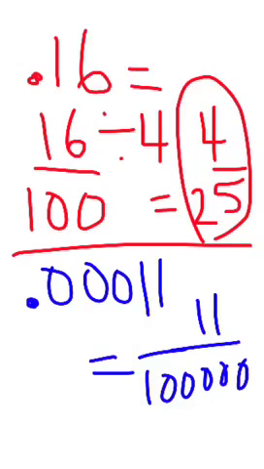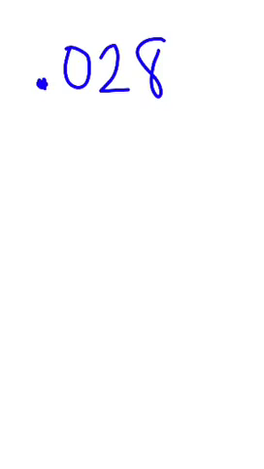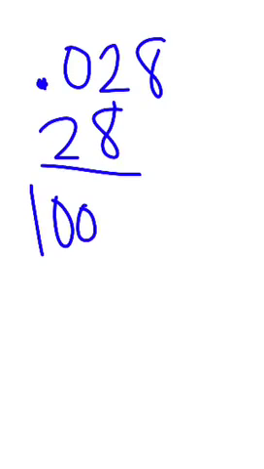Let's look at one more decimal to convert. We have the number 0.028, and we need to convert this into a fraction in lowest terms. Again, look at the last digit and identify its place value. Right, the 8 holds the thousandths place, therefore we need to put 28 over 1,000, and then reduce.